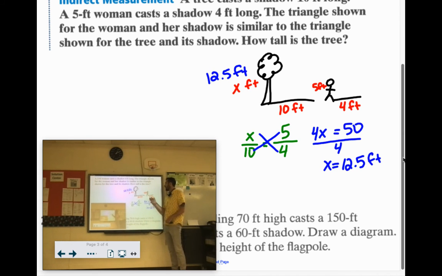Let's make sure that makes sense. The actual height is just a little bit bigger than the shadow. So the lady's shadow is 4, she was 5 feet. Shadow, she was 10. The actual height should be a little bit bigger. So 12 is a little bit bigger than 10. Great, that's a good check, that's a good sign.